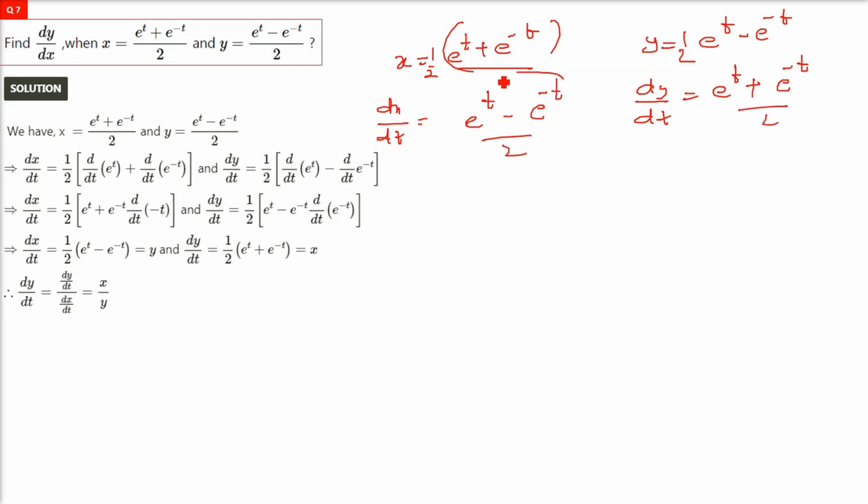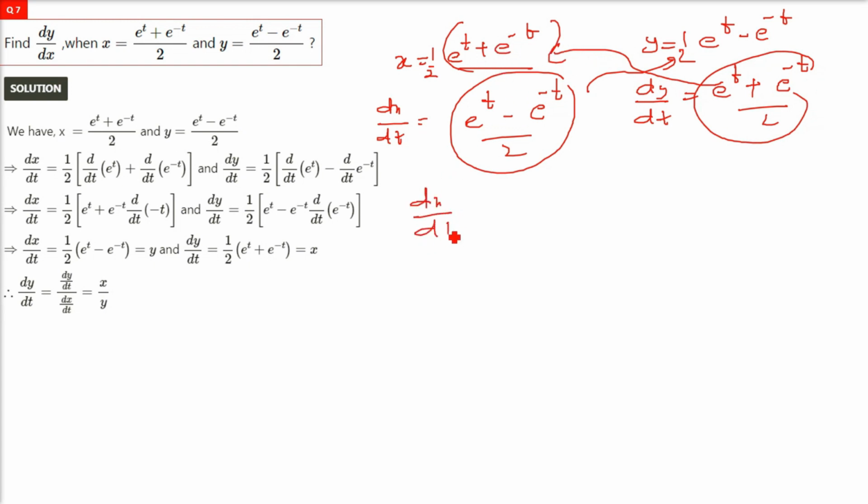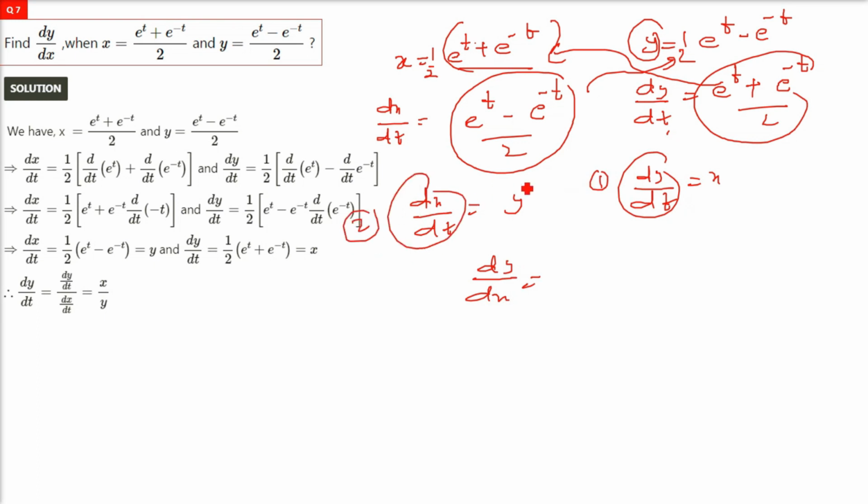Now what is this? If you compare it with the question, this is nothing but y. What is this? This is x. If you compare, just see the question, you will see. So dx by dt is ultimately nothing but y only. And dy by dt, if you compare it with the actual one, what do you get? It is going to be equal to x. So dy by dx is equal to what? 1 by 2, that is x by y. x divided by y. Alright, that is your answer.